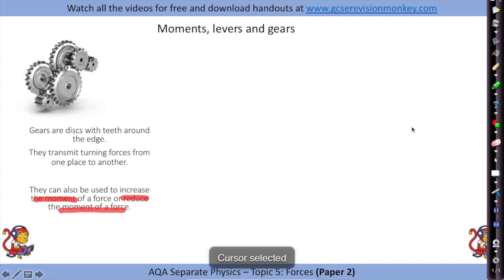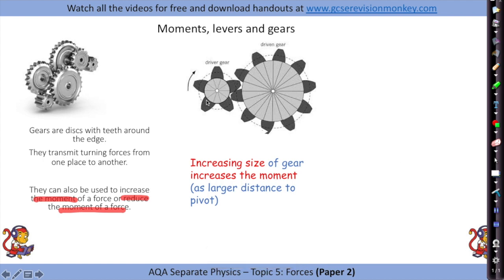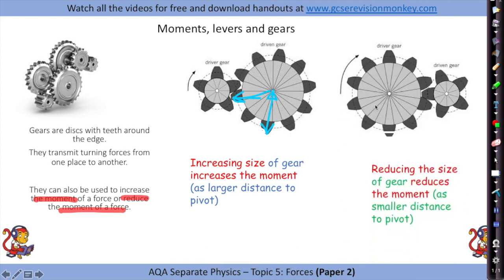And when we look in a bit more detail, if we've got a driving gear, that's the one where you're applying a force, and you've got the driven gear, the one that you're getting the force to be transmitted to, increasing the size of the gear increases the moment. That's because there is a larger distance between the pivot and where the effort is being placed. So the bigger the wheel, that's increasing the moment. And the opposite way around as well, if you're driving a big wheel here and that's attached to a smaller one, then you're going to be reducing the moment as the distance between the force being applied and the pivot there is smaller.